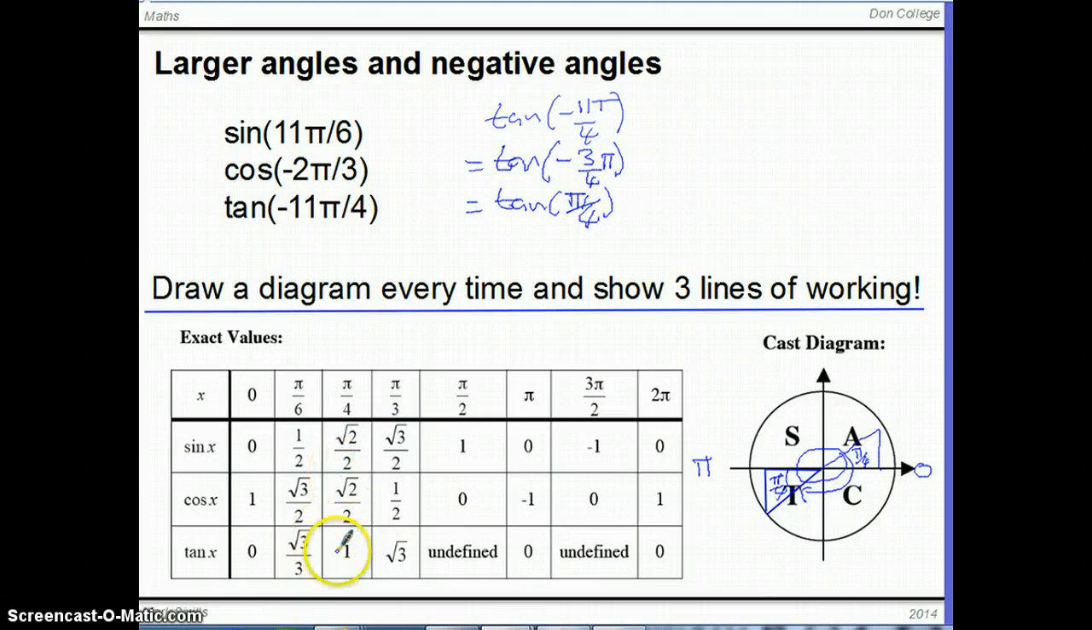Again, look it up in your table. Tan of pi on 4 is 1. So we've actually got 4 lines of working there. But what I'm after in every case is some diagram to show me what you're thinking and where this working comes from, and then these 3, or in this case 4, lines of working.